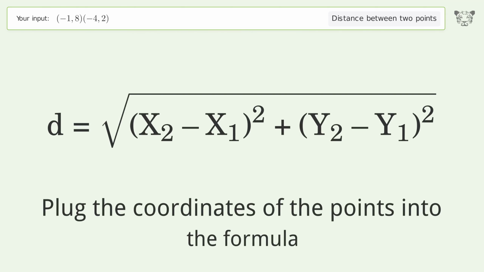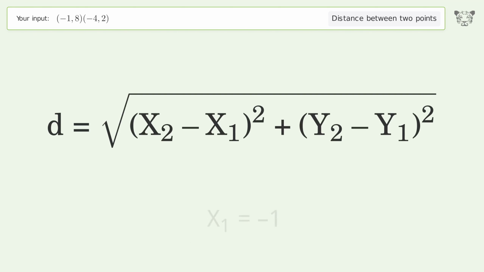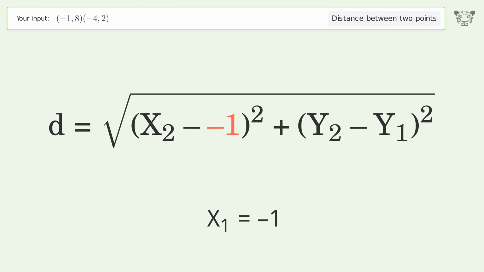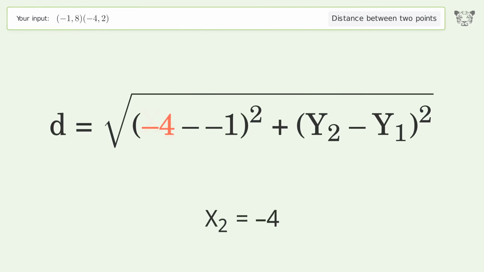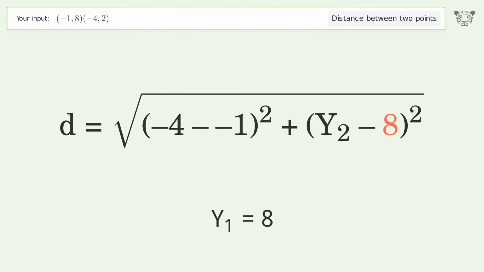Plug the coordinates of the points into the formula. x1 equals -1. x2 equals -4. y1 equals 8. y2 equals 2.